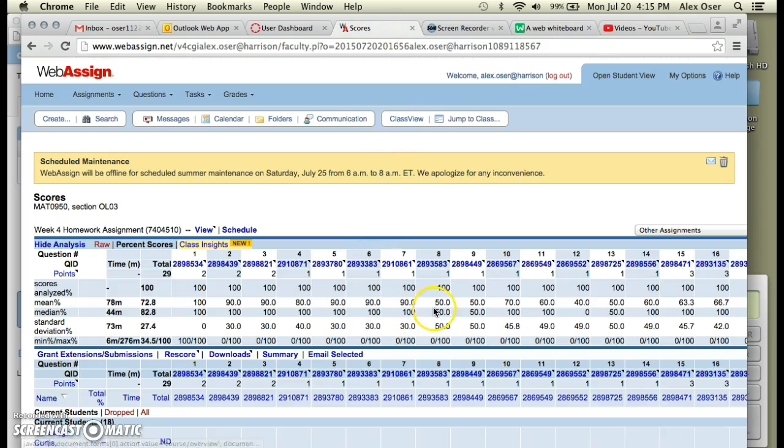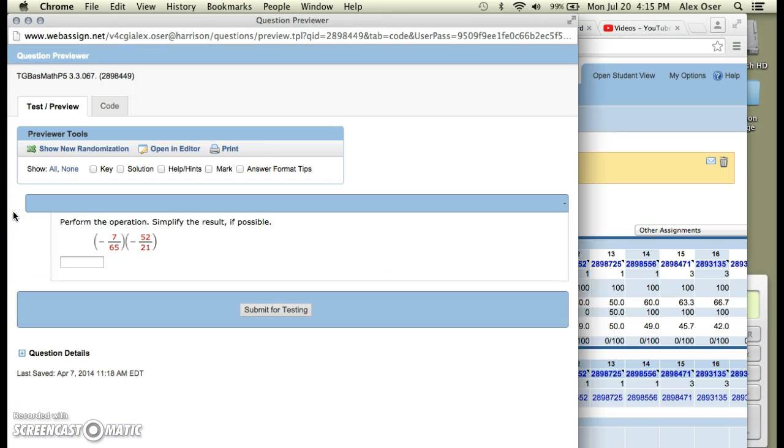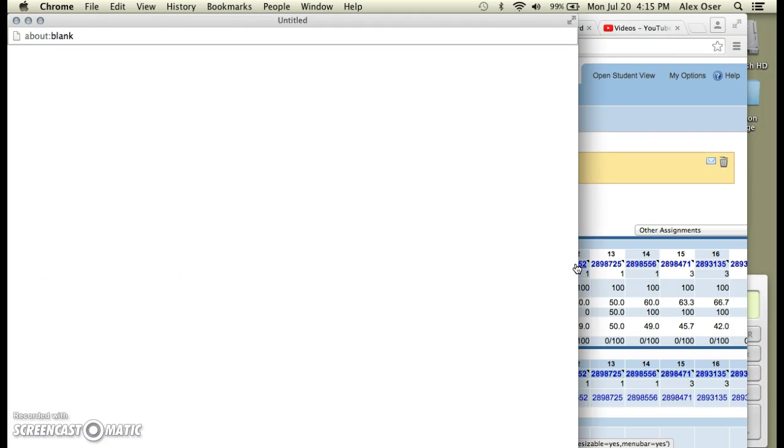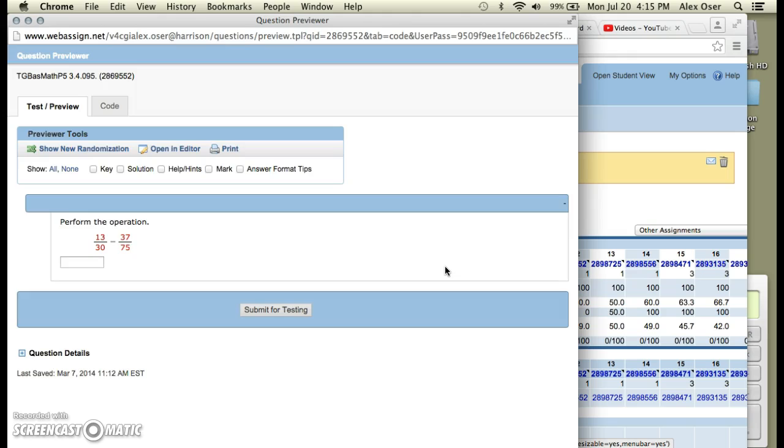Moving on to our next problem, it looks like number 11 was one that we struggled with. 12 even more so, however. So let's start here with 12 so we can get in as many of these as possible. That's not number 12. Let's try it again. Here we go. All right, so for number 12, it says perform the operation.